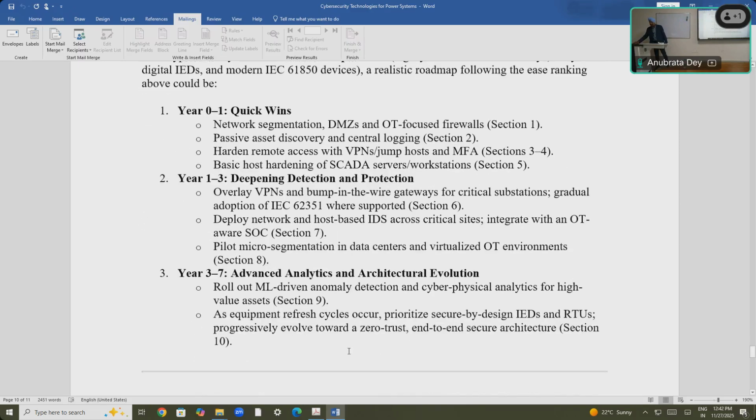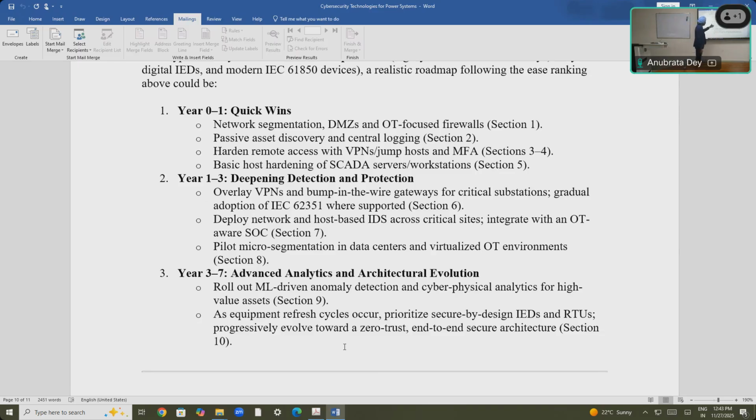So this is again, if you are really embarking on cybersecurity, then year 0 to 1, quick wins are network segmentation, that's the easiest one to do, Active Directory, the first 4 that we talked about, and hardening remote access to your servers. Then year 1 to 3, maybe it will be year 0 to 3, I don't know, and this will be maybe years later on, right? Again, depending on the utility, how serious they are, and so on.